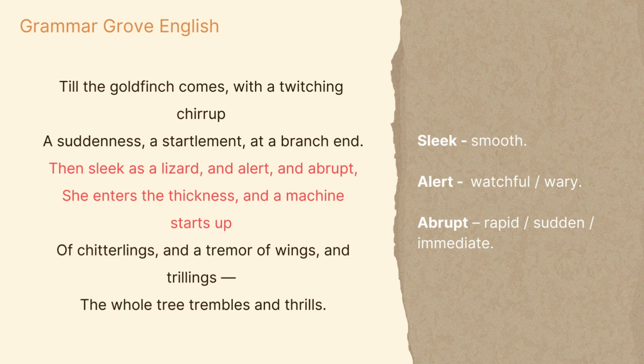And in the next line, we see that the bird is sleek as a lizard. So the movement of the bird is very smooth. Very smoothly, very swiftly, it enters the thickness of the tree like a lizard. Its actions resemble that of a lizard. And the bird is very alert and its movement is very abrupt. Abrupt means rapid, very fast. So the bird is moving very fast. She is entering the thickness very fast. And a machine starts up.